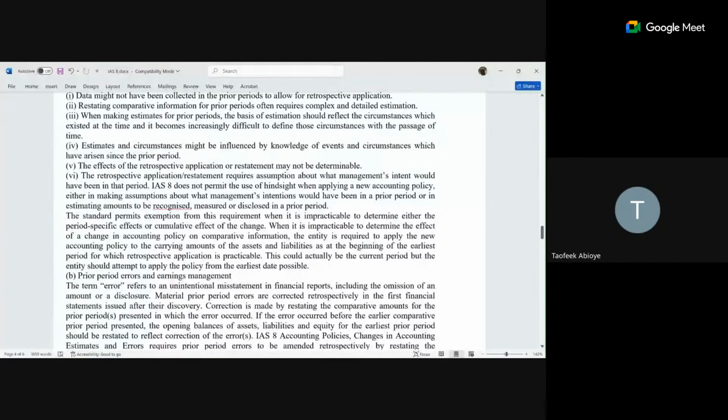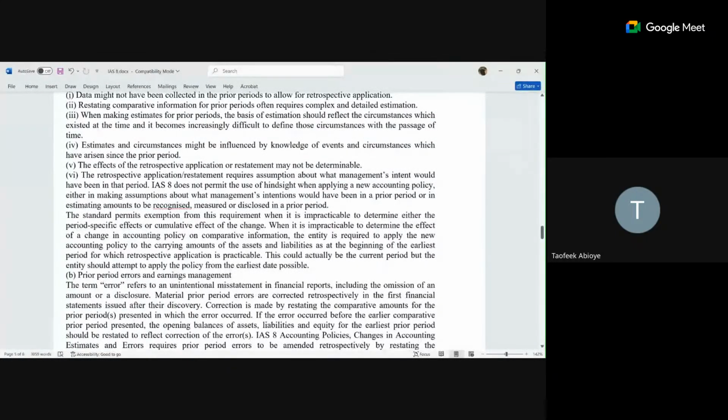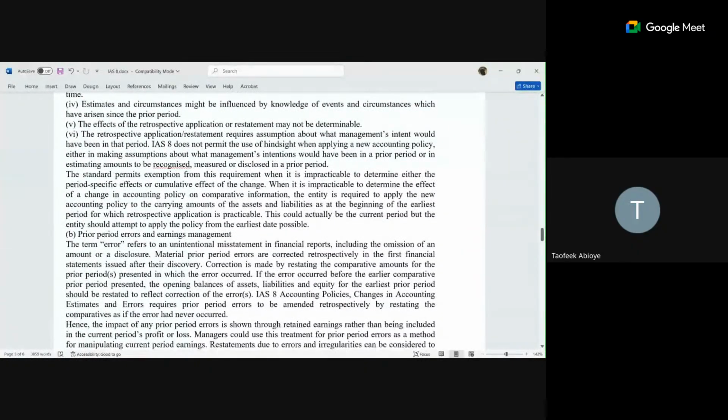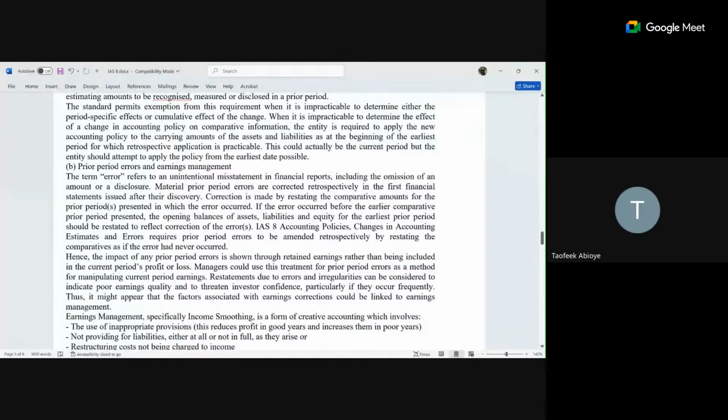So the B part, the prior period and income smoothing. The term error, prior period error, refers to an unintentional misstatement. You must make it clear: unintentional misstatement in financial reporting, including the omission of an amount or a disclosure. Correction is made by restating the comparative amount for the prior period presented in which the error occurred. If the error occurred before the earliest comparative period presented, the opening balance of the assets, liabilities, and equity for the earliest period should be restated to reflect the correction.